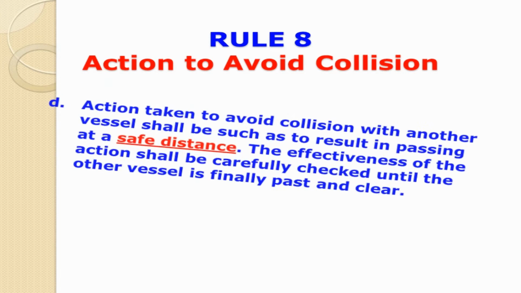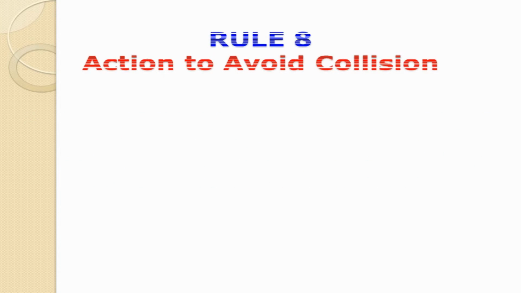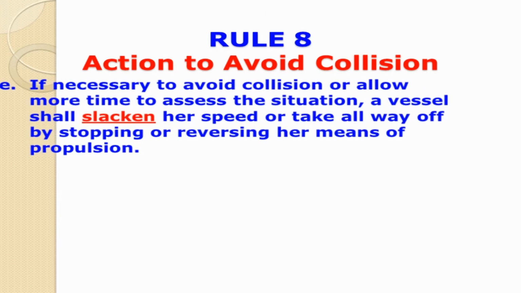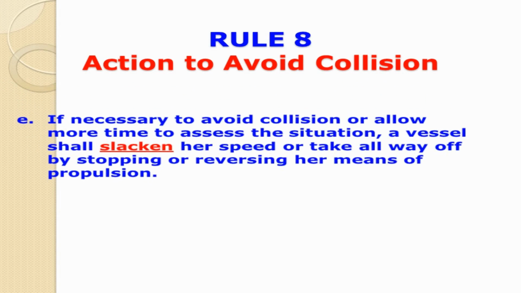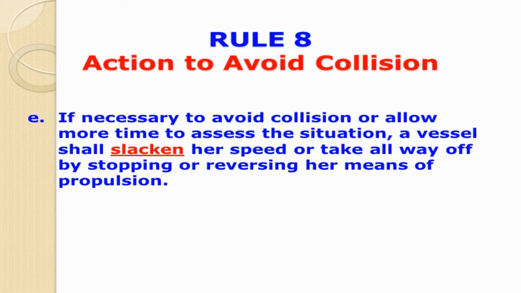The effectiveness of the action shall be carefully checked until the other vessel is finally passed and clear. 8E. If necessary to avoid collision, or allow more time to assess the situation, a vessel shall slacken her speed or take all way off by stopping or reversing her means of propulsion.